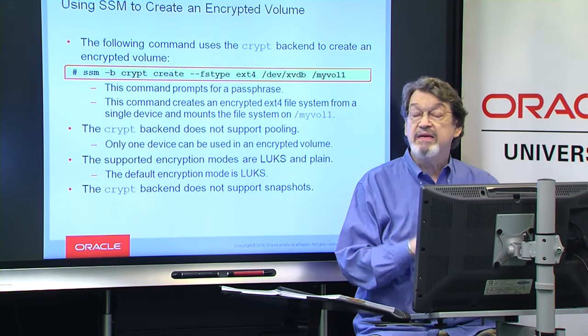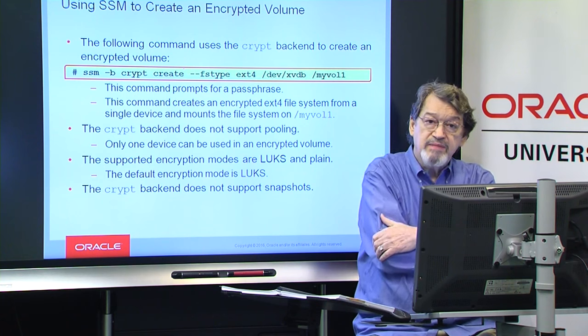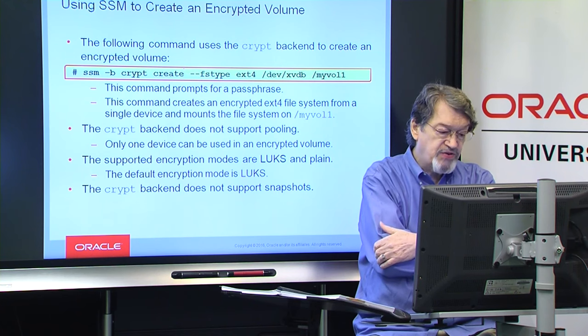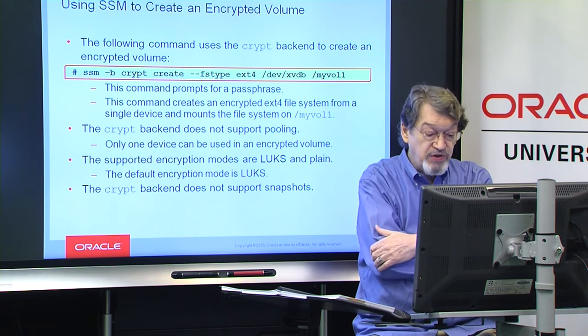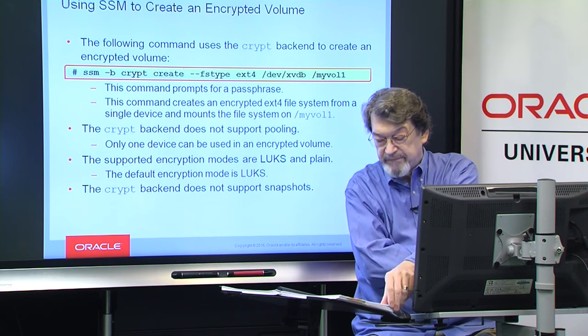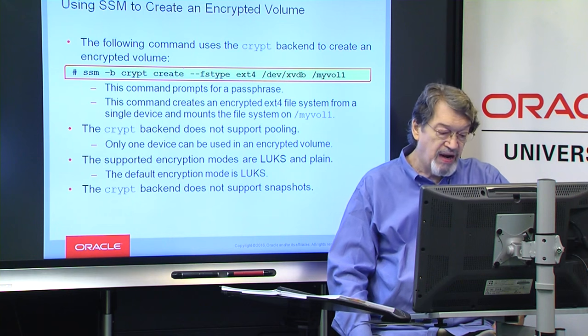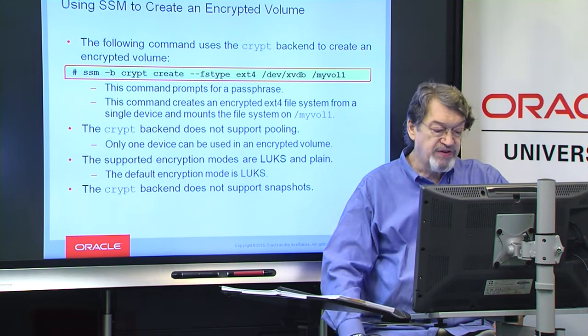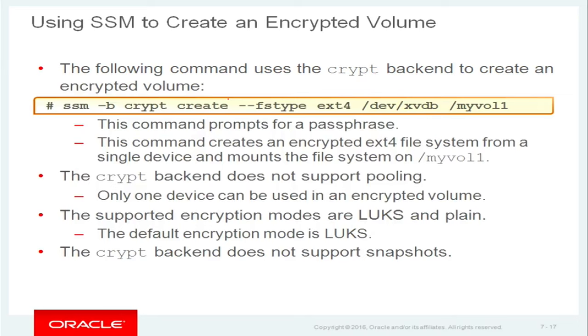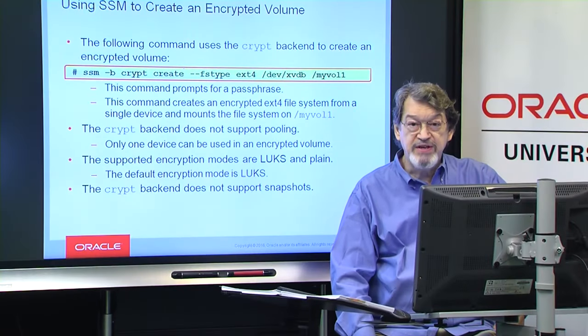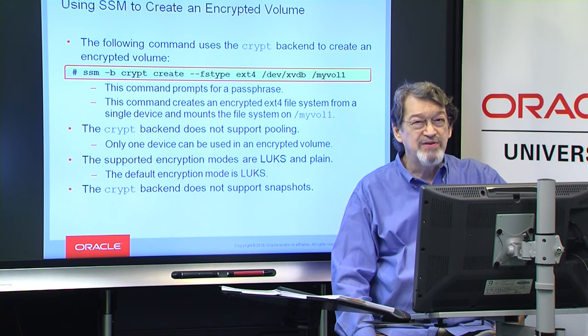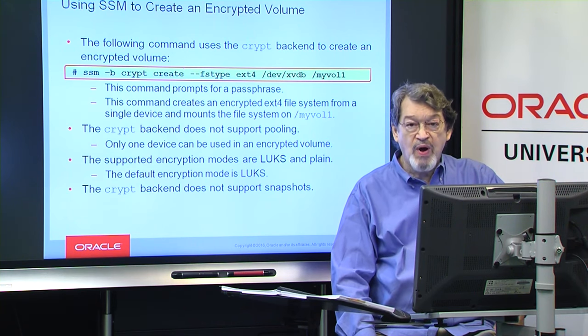Instead of using a cryptfs command like we did in Linux 6, we now have this crypt command. It still can use the Linux Unified Key Setup, LUKS, all right? And notice that the default encryption mode is LUKS. And the crypt backend does not support snapshots. But if you've ever lost a laptop and you had on it sensitive corporate data, you're hoping that it's encrypted, all right, with something other than 11111111 as a password.